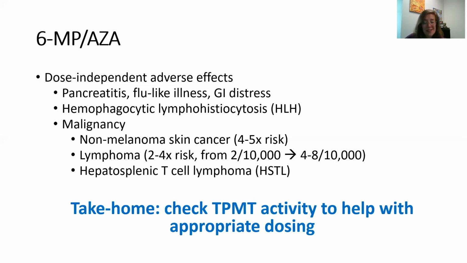The take-home message for 6-MP and azathioprine I'd like you to remember is that checking TPMT activity is very important to help with appropriate dosing to avoid those dose-dependent side effects that we talked about.